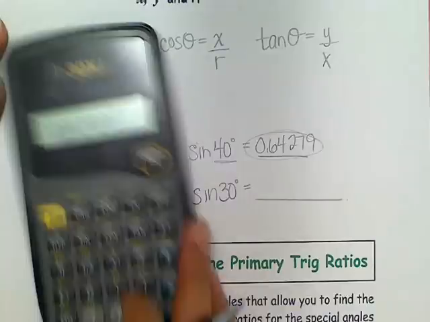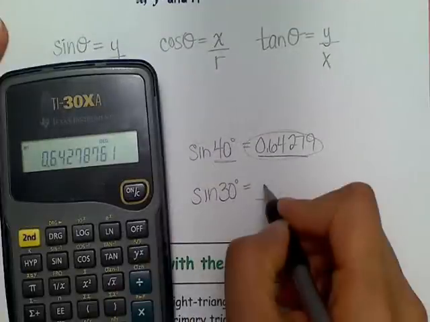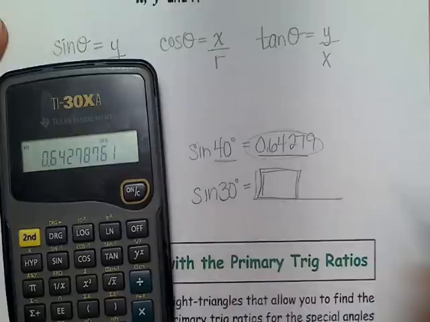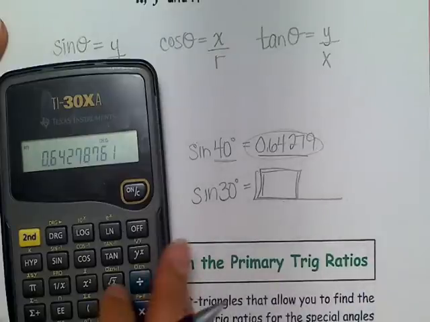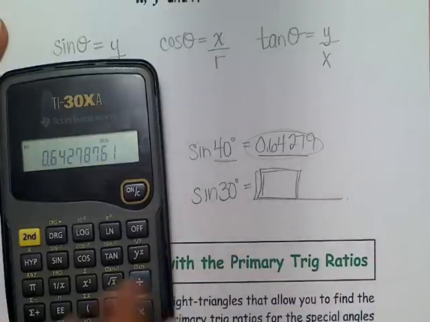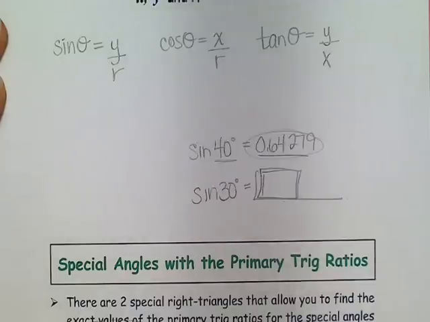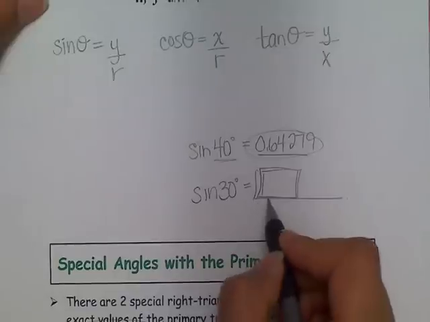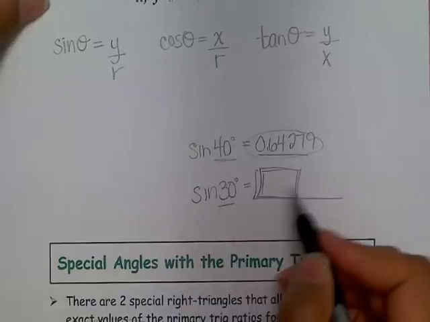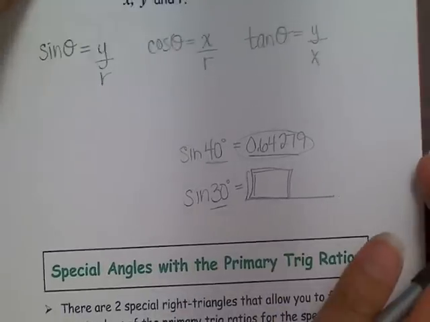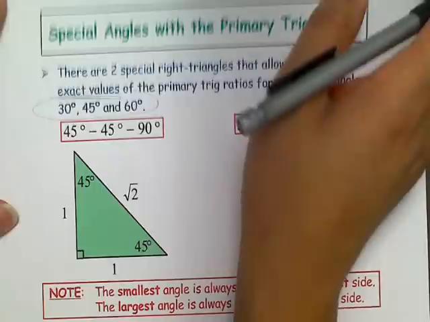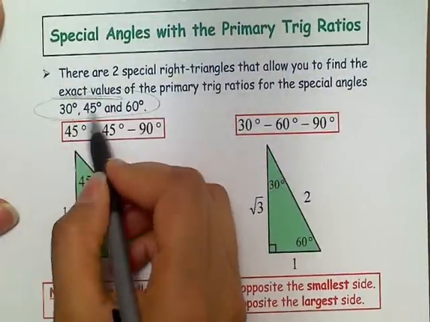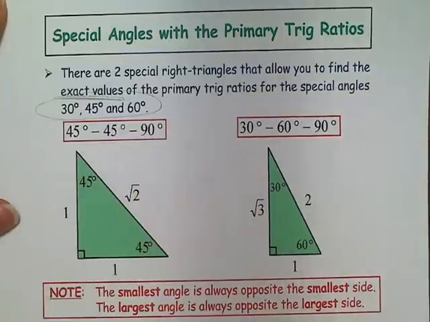And if I look at sine of 30 degrees, I can actually come up with an exact value. An exact value means no decimal answer. That's exactly the answer. So most of the time it ends up being in fraction form. So we're going to look at how to come up with the exact value of specific angles. And those specific angles that we're going to be looking at are special angles known as the 30-degree angle, the 45-degree angle, and the 60-degree angle.